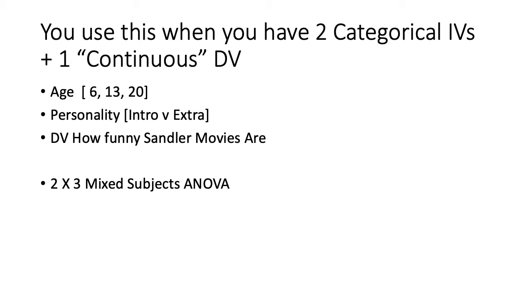So in this example right here, we have a 2 personality, introversion, extroversion, by 3 age, 6, 13, and 20, mixed subjects ANOVA, because that's how I set up the data set. If you remember that data set, how funny participants thought Sandler movies were was measured when they were 6, when they were 13, when they were 20. So that's the dependent variable, how funny they found the movies. But that was measured 3 times, at 6, 13, and 20. Age is a within subjects variable. Personality, you can only be introvert or extrovert, so that's a between subjects variable. So together it's a 2 by 3 mixed subjects ANOVA.